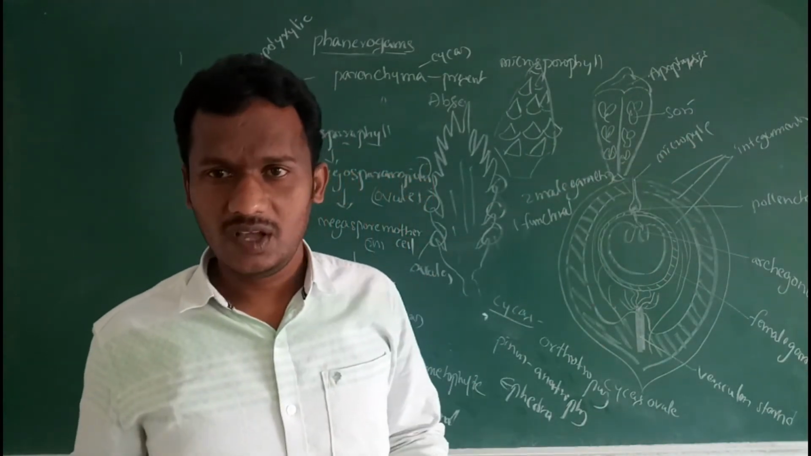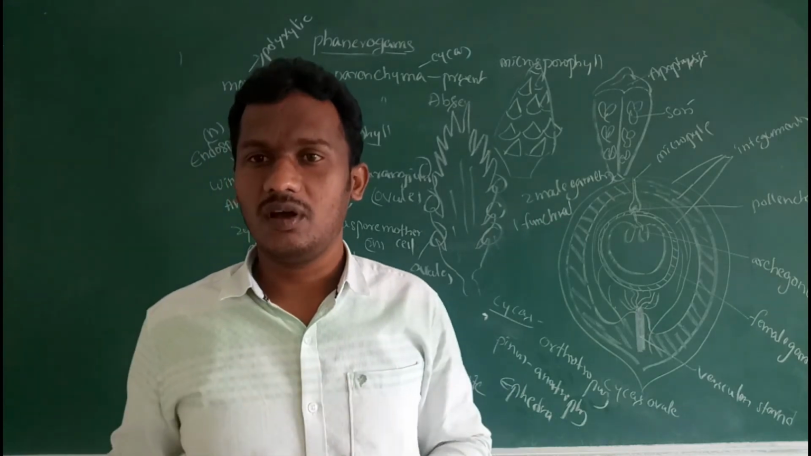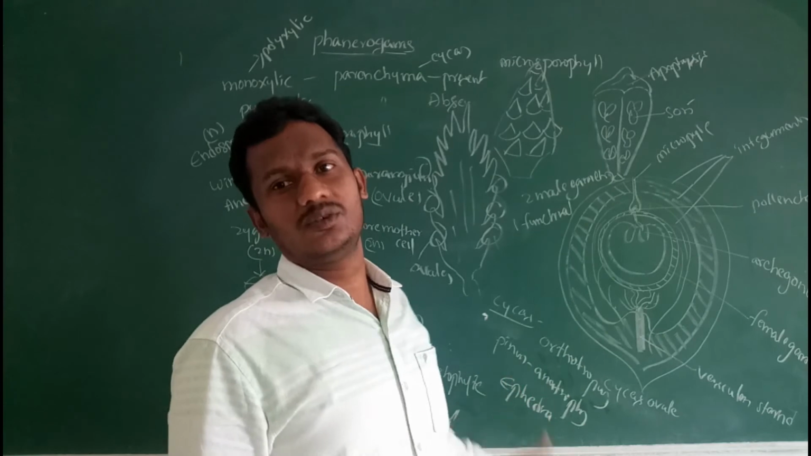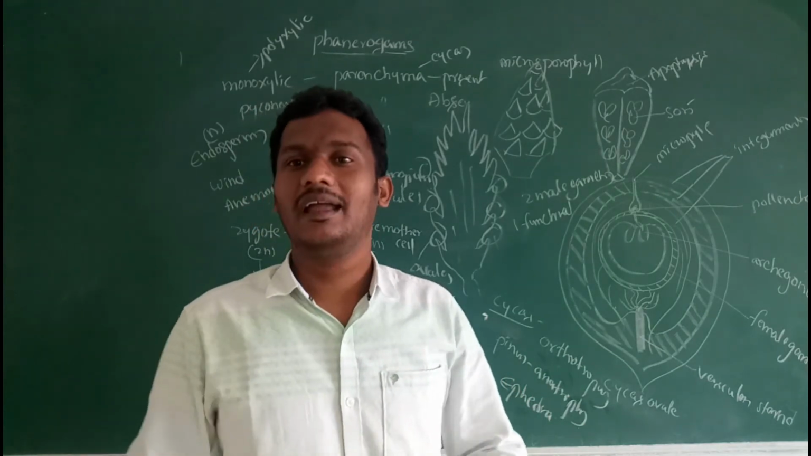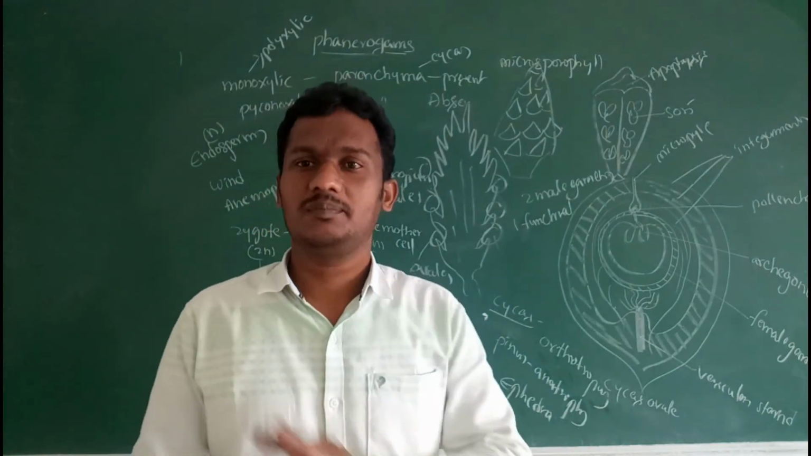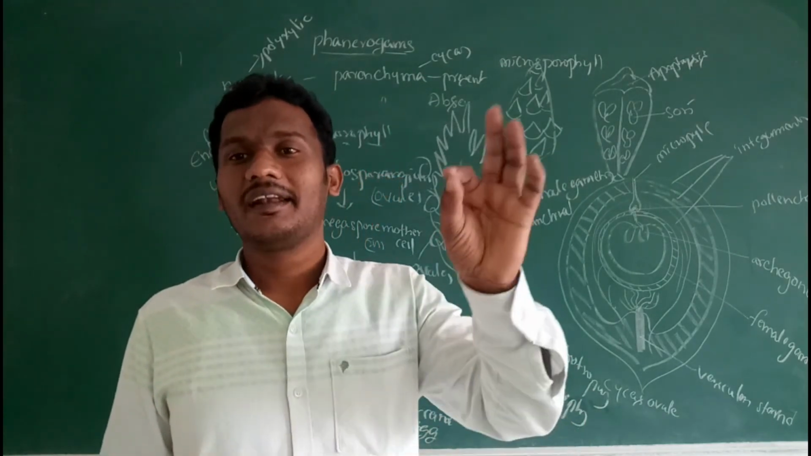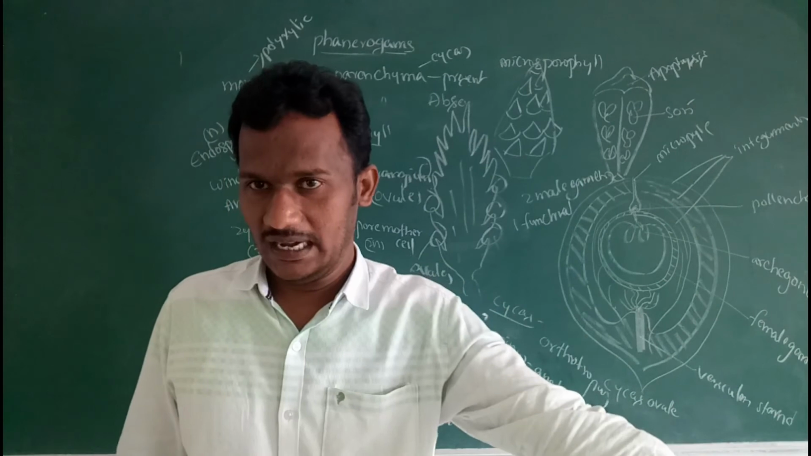So the ovary is absent, so the fruit is also absent. After fertilization, the seed is also not enveloped by any fruit wall. That means the pericarp is absent. That's why seeds are in a naked condition after fertilization.